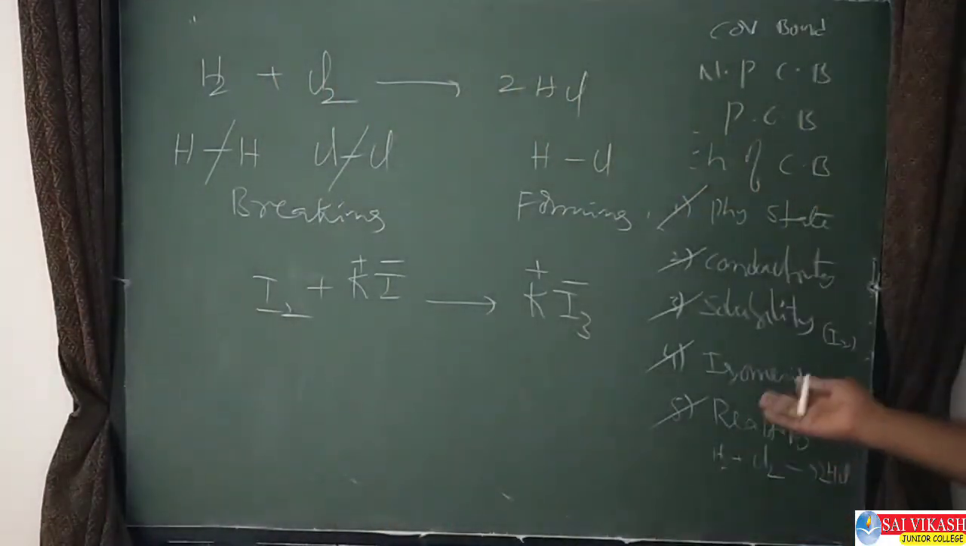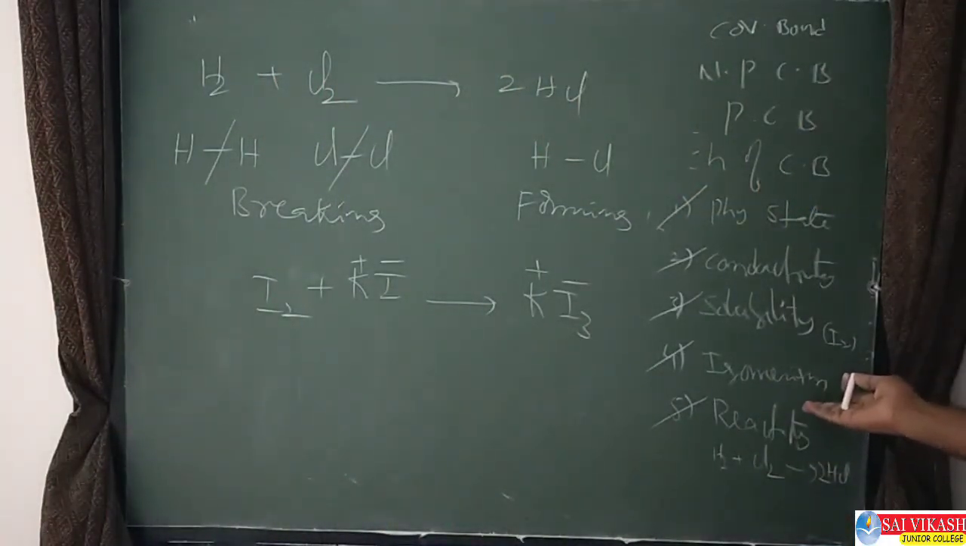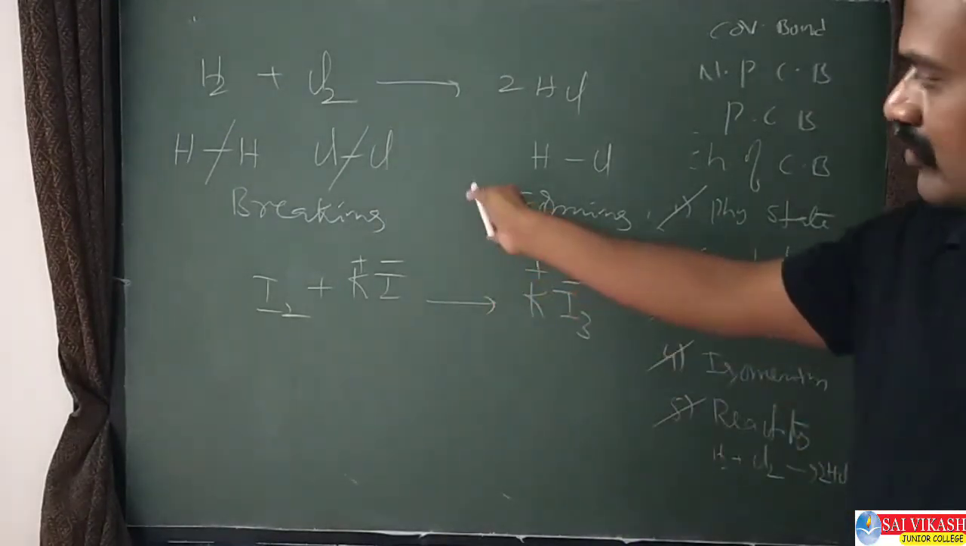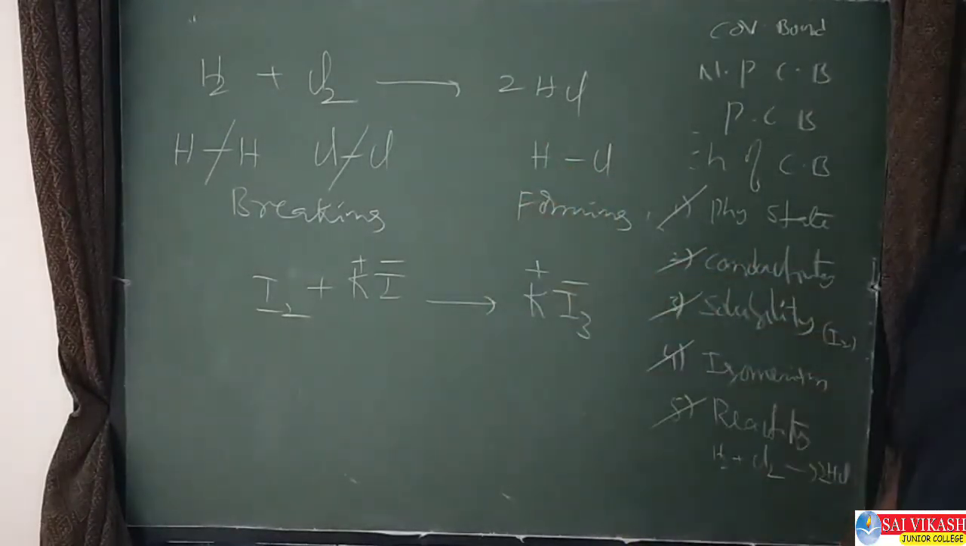So after that, isomerism means why is there isomerism? I told you, because of directional bonds. And reactivity is slow because of covalent nature, where bond breaking and bond forming take place. That's why reactivity is very slow.